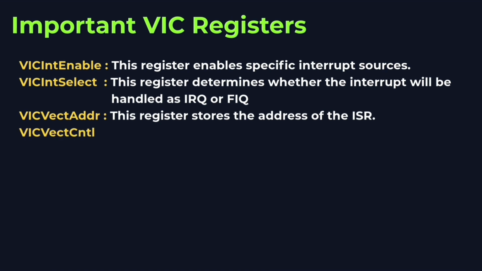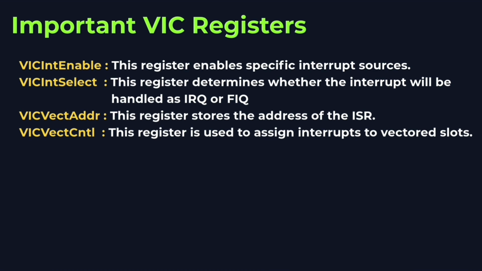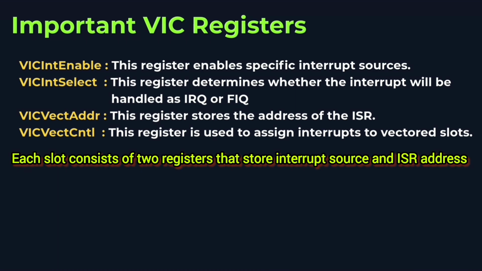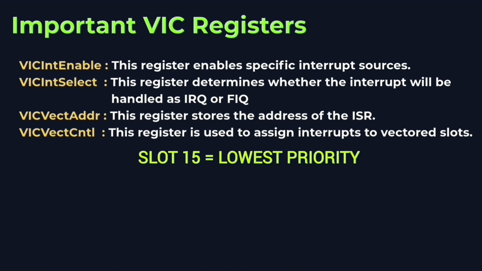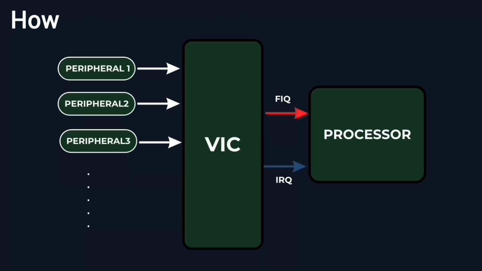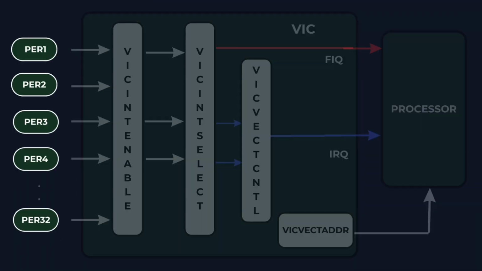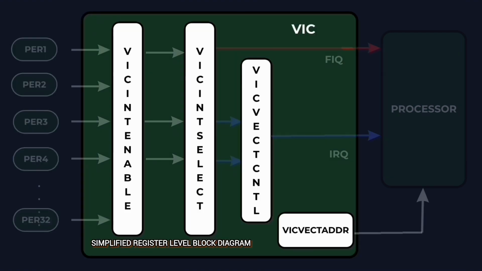Then we have Vectored Interrupt Control Register. This register is used to assign interrupts to vectored slots. Slot 0 has highest priority while slot 15 has lowest among vectored IRQs. Now let's understand the working of VIC. Up to 32 peripherals generate interrupt requests and send them to the VIC. All the registers we are discussing here are 32-bit registers.